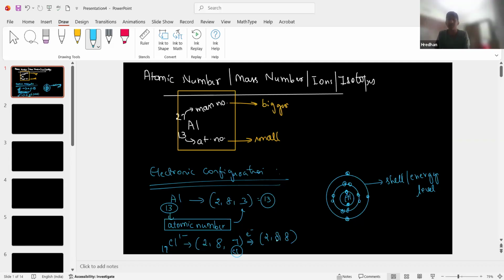Okay, wait, just one second. I'll just Google something. Electronic configuration.